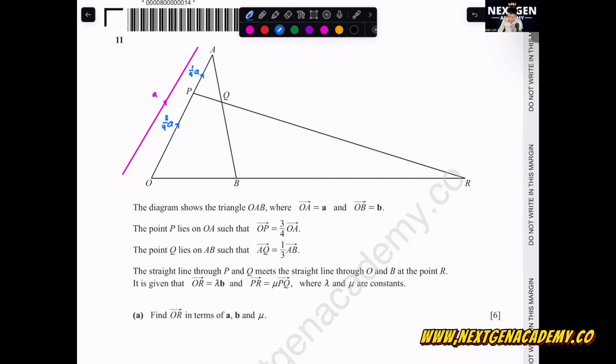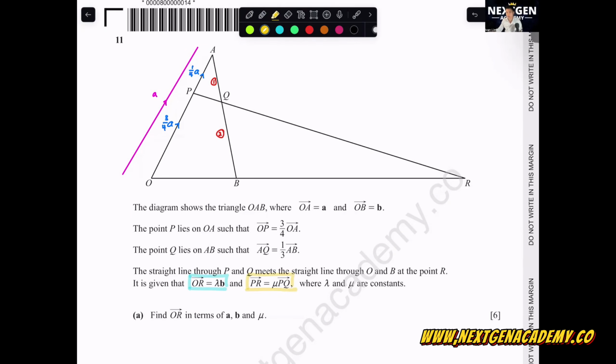Point Q lies on AB such that here is 1 over 3 of AB. We don't have the value of AB, so can we say this is one part? This is two parts, right? According to the ratio. The straight line through P and Q meets the straight line through O and B at the point R. It is given OR is equal to lambda B, PR is equal to mu PQ, where lambda and mu are constants.